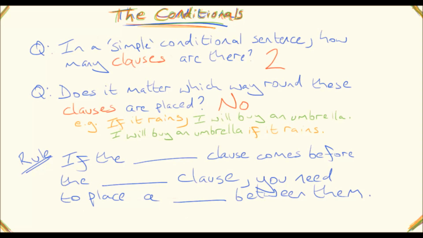We've got the conditional clause first, then the main clause. We could also put the main clause first. I will buy an umbrella if it rains. But what do you notice about the difference? There's a small difference between those 2 sentences. This difference gives us a rule that you must apply to your sentences. And the rule is this.